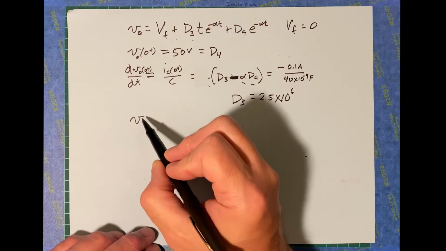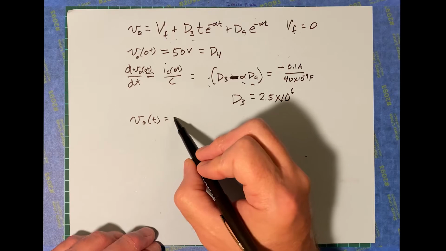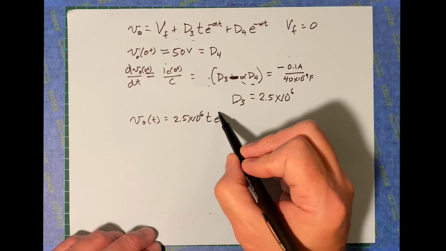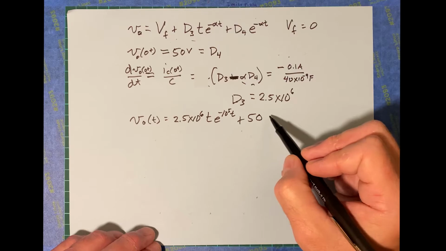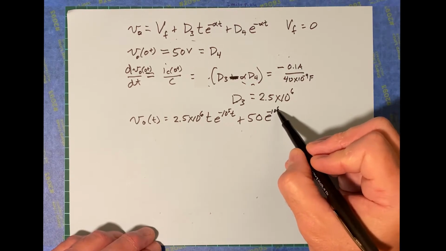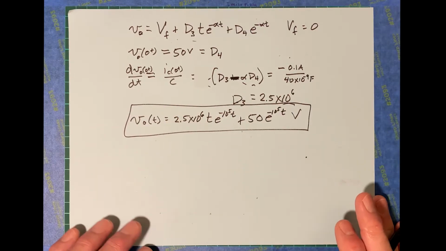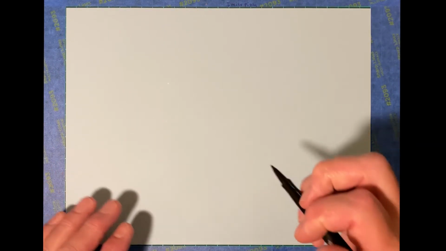All right, at this stage we are ready to write V naught as a function of time: 2.5 times 10 to the 6th t e to the negative 10 to the 5th t plus 50 e to the negative 10 to the 5th t volts. Okay, so we've done that one problem. All right, let's do another problem. I'm pausing the video. I'm going to draw this one out.